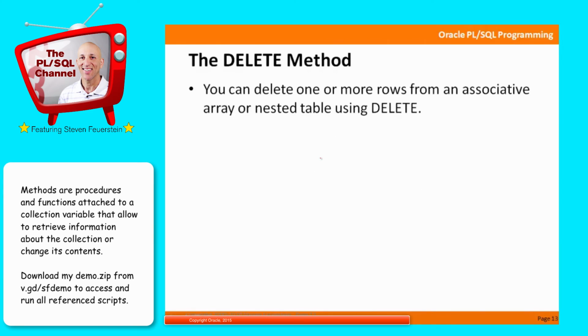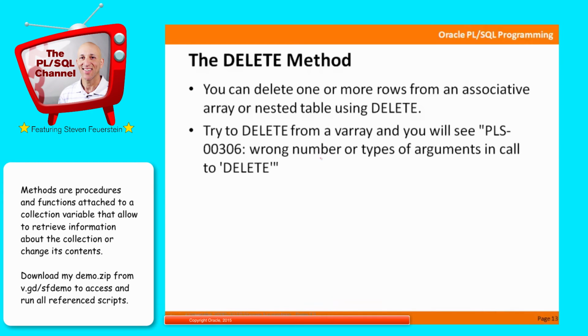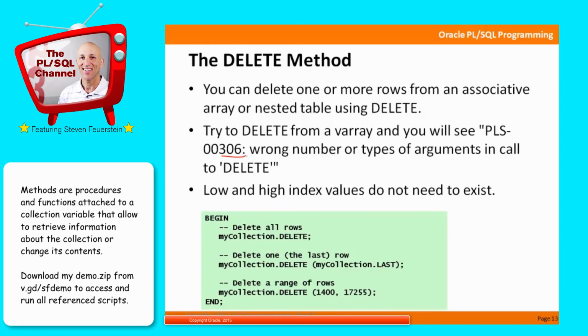So the delete method: you can delete one or more rows from an associative array or nested table using delete. You cannot use delete with VARRAYs. In fact, you'll get a PLS-306 error, wrong number or types of arguments, if you try to delete from a VARRAY. You can specify a range of values for your delete, so there are multiple formats for the delete operation. First, I can simply say .delete, so there's my method attached to my variable. .delete says get rid of everything in my collection. Empty it out. So the count after a delete like that is 0, always 0.